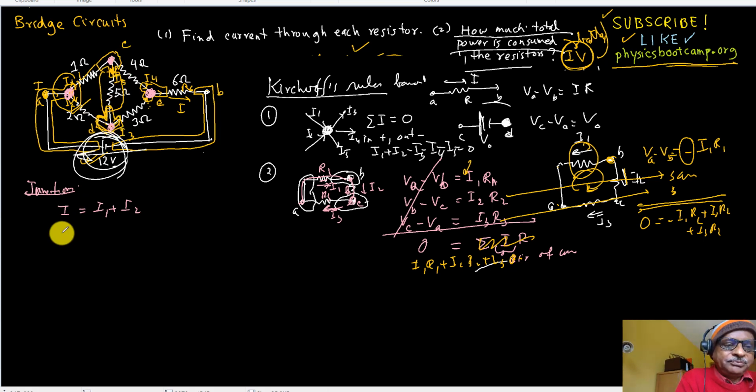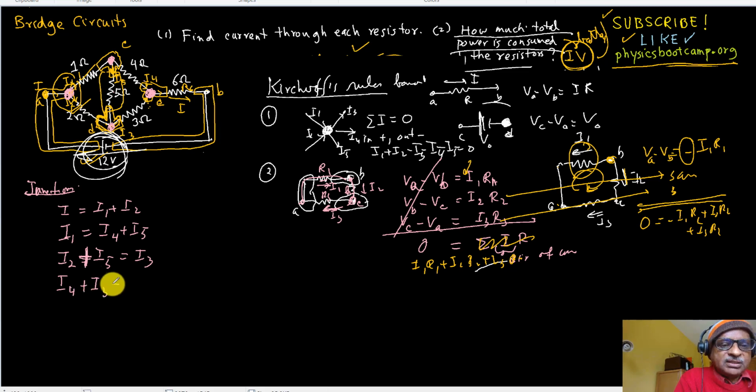And then over there I1 is equal to I4 plus I5. These are the same as before, right? I2 comes in and I5 comes in, but I3 goes out. And over here, I4 comes in, I3 comes in, gives me I. And you can see that one of them is definitely redundant. So this is not all independent.